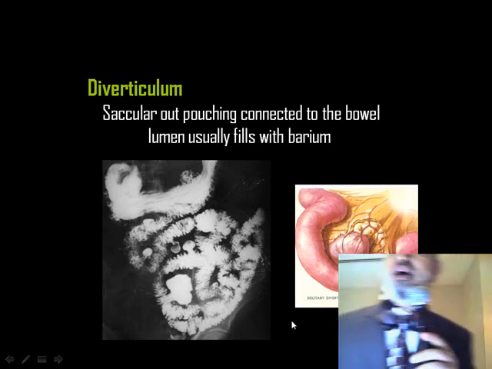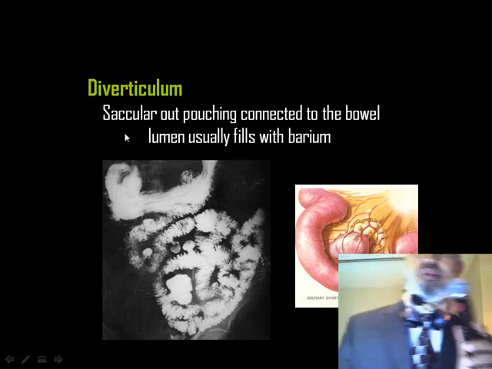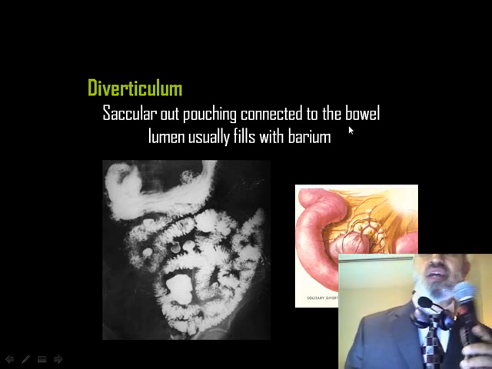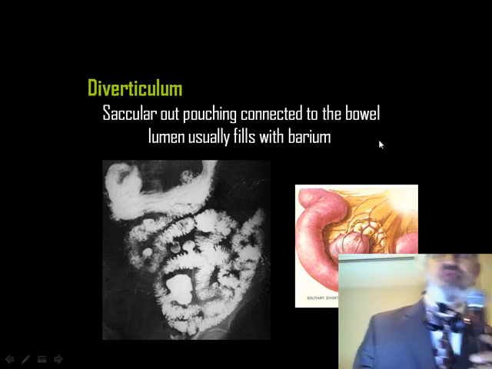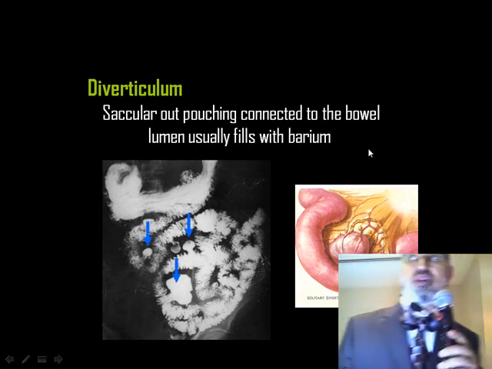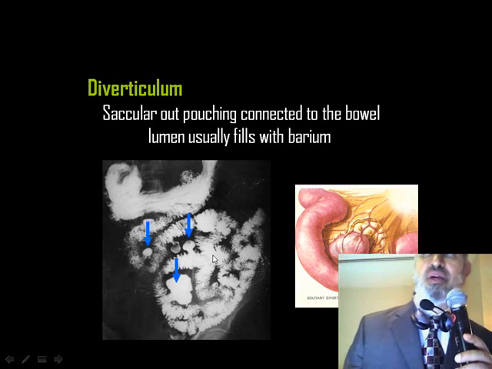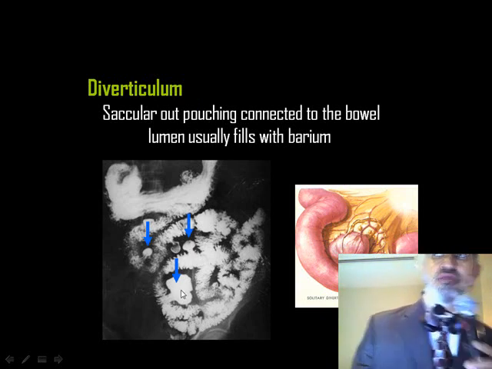Then what do we mean by a diverticulum? A diverticulum is a saccular pouch connected to the bowel lumen, and if you give barium, this pouch should be filled with barium, like this diverticulum, and this one, and this one, and this very big one.